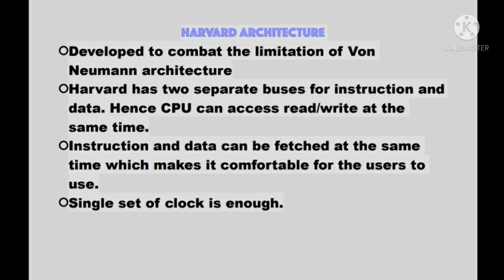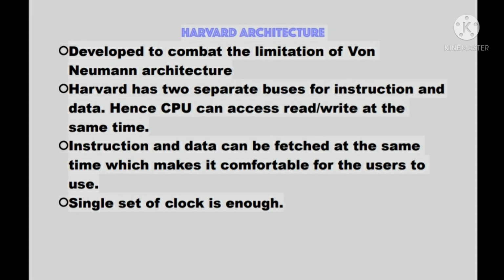The Harvard architecture is a computer architecture with separate storage and signal pathways for instructions and data. It was developed to combat the limitation of von Neumann architecture where instructions and data share the same memory and pathways. Harvard architecture contains separate storage and separate buses for instructions and data. It was basically developed to overcome the bottleneck of von Neumann architecture.